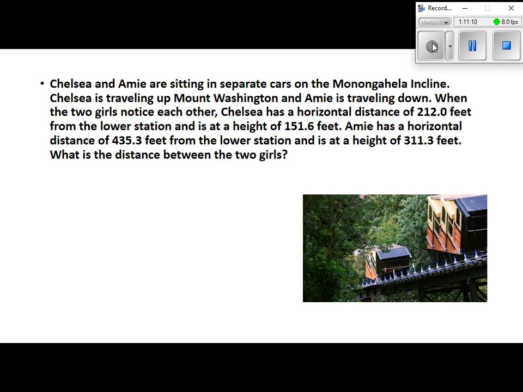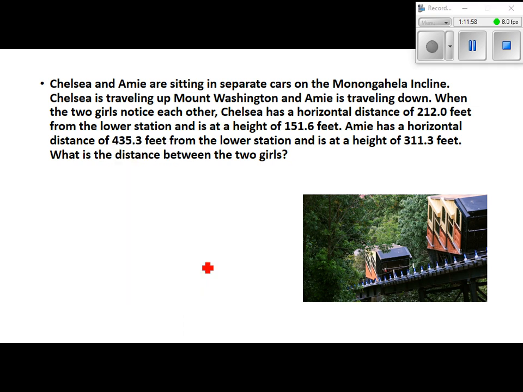Right on this problem, it says Chelsea and Amy are sitting in separate cars on the Monongalia Incline, whatever that is. Chelsea is traveling up Mount Washington and Amy is traveling down. When the two girls notice each other, Chelsea is a horizontal distance of 212 feet from the lower station and is at a height of 151.6 feet. Amy has a horizontal distance of 435.3 feet from the lower station and a height of 311.3 feet. What is the distance between the two girls?